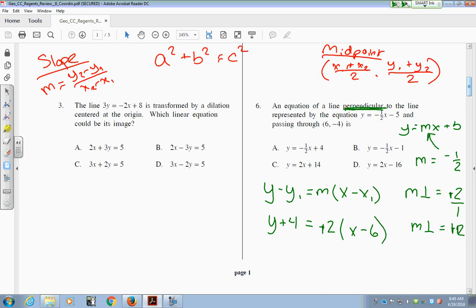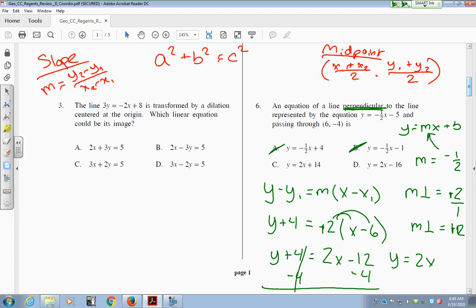-6. So before I even solve any of this, I'm going to notice that, hey, a couple of these are still at -1/2, so I'm going to cross those answers out. Now I'm going to go through and see which answer I'm going to get, either C or D. So I got y plus 4 equals 2x minus 12. And then I'm going to have to subtract the 4 on each side. And that's going to give me y equals 2x, and then -12 minus 4 would be -16. So that means that D is going to be the answer.